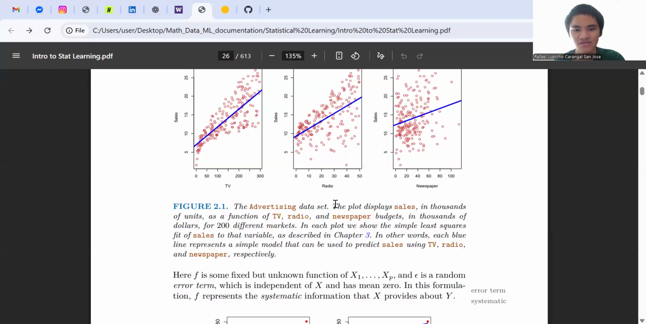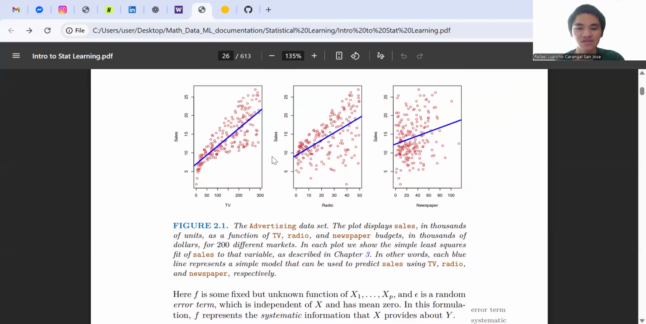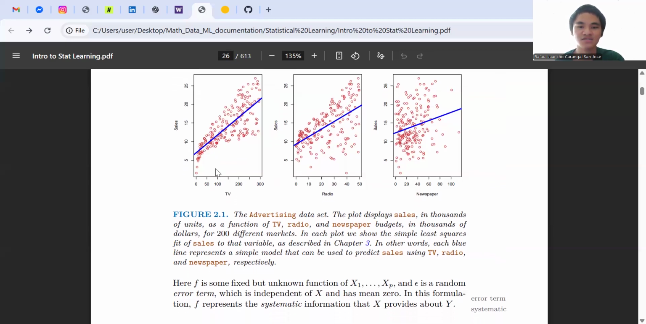In other words, each blue line represents a simple model that can be used to predict sales using TV, radio, and newspaper. So based on this, we can actually kind of see that as we increase the budget for all of these, TV, radio, and newspaper, sales will increase, right? That's the idea.